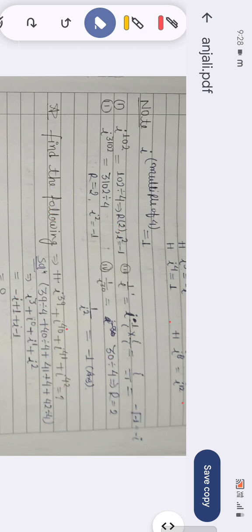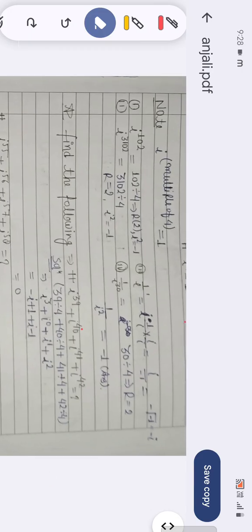Is it clear? Similarly, take another example, iota to the power 3102. If we divide 3102 by 4, the remainder will be 2 and the value of iota square will be minus 1. The remainder will always go in the power of iota. Then we can easily find out the value of any big power of iota.